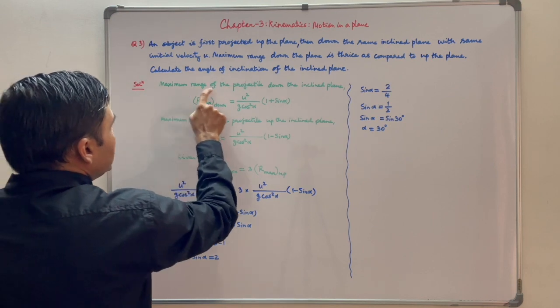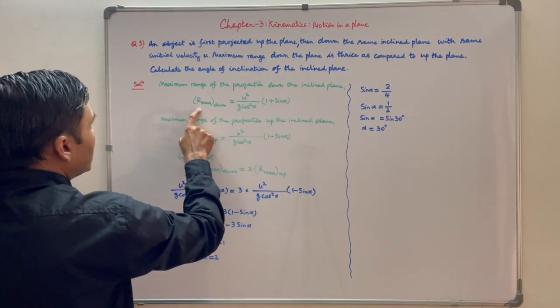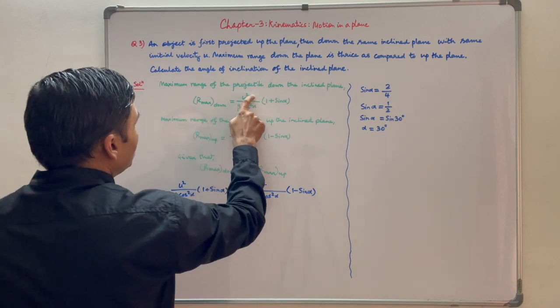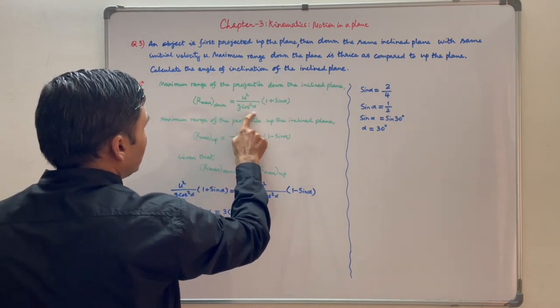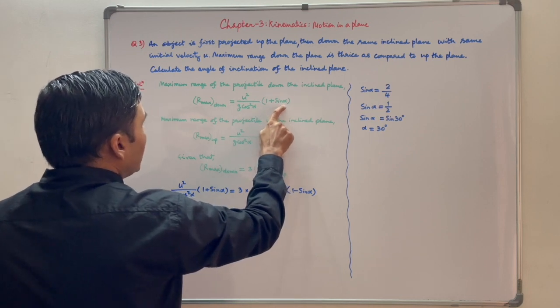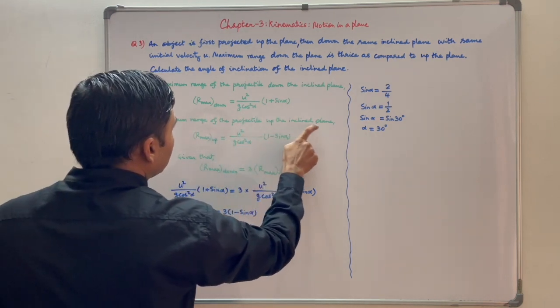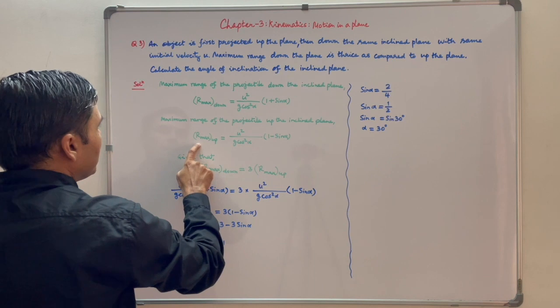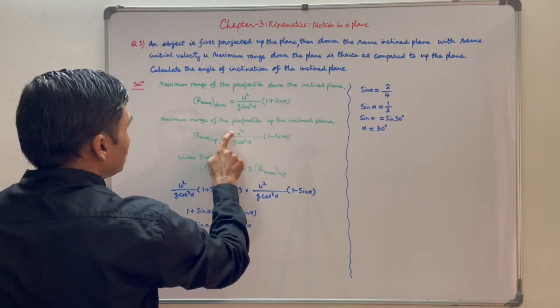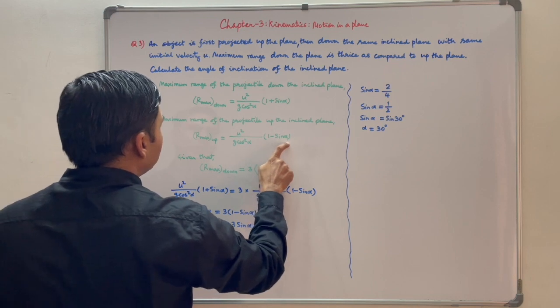So the maximum range of the projectile down the inclined plane is given by R max down is equal to u square upon g cos square alpha into 1 plus sin alpha, where alpha is the angle of inclination of the inclined plane. Maximum range of the projectile up the inclined plane is given by R max up is equal to u square upon g cos square alpha into 1 minus sin alpha.